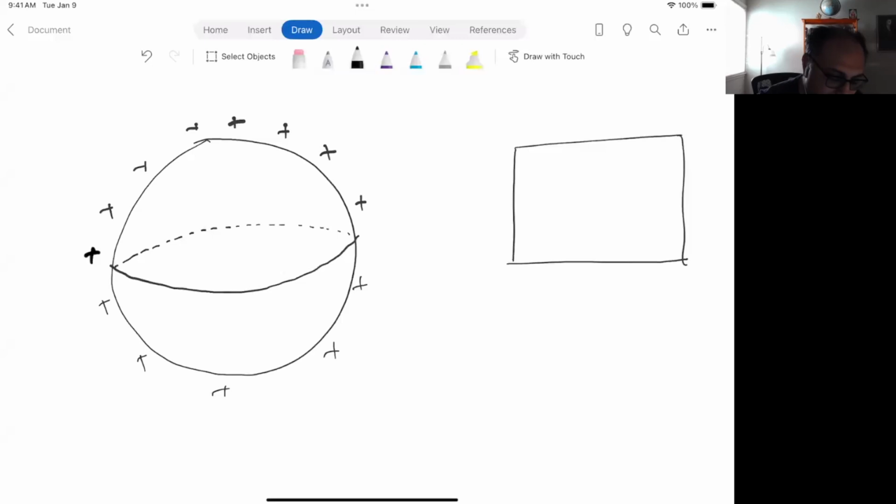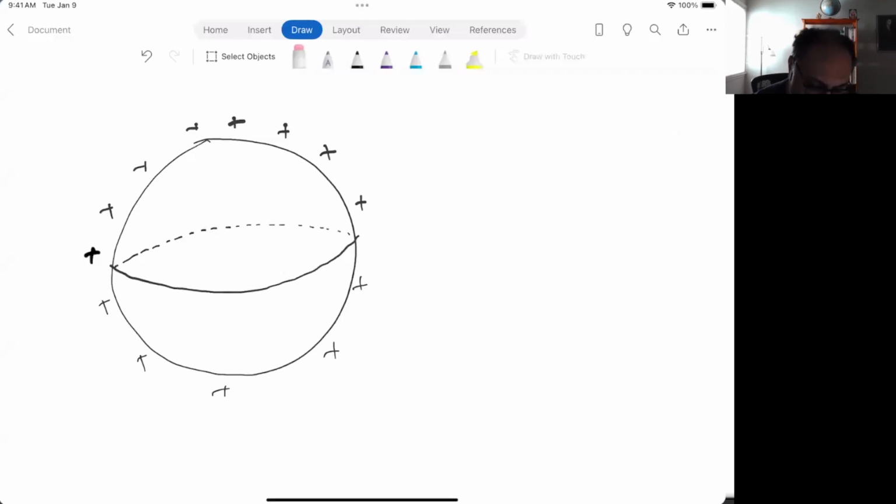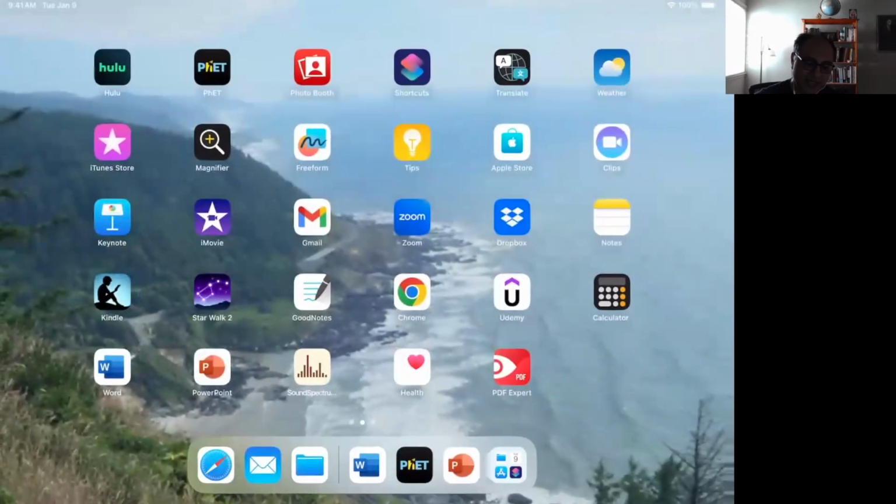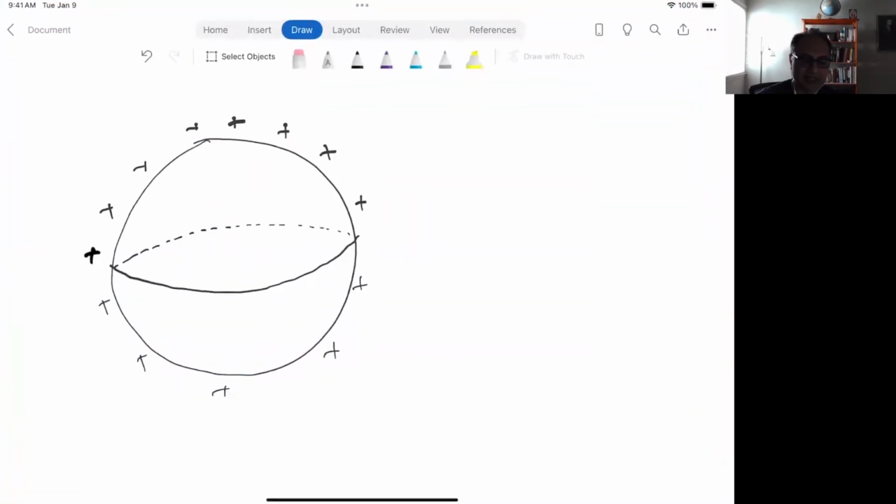Now, what's the question asking us to find? We have to find the electric field produced by this positive charge. That's our ultimate goal. Maybe I forgot to even put that as a question, but that's our ultimate goal. We want to find the electric field produced by these positive charges at a point over here, let's say, at a distance r from the center of the sphere.